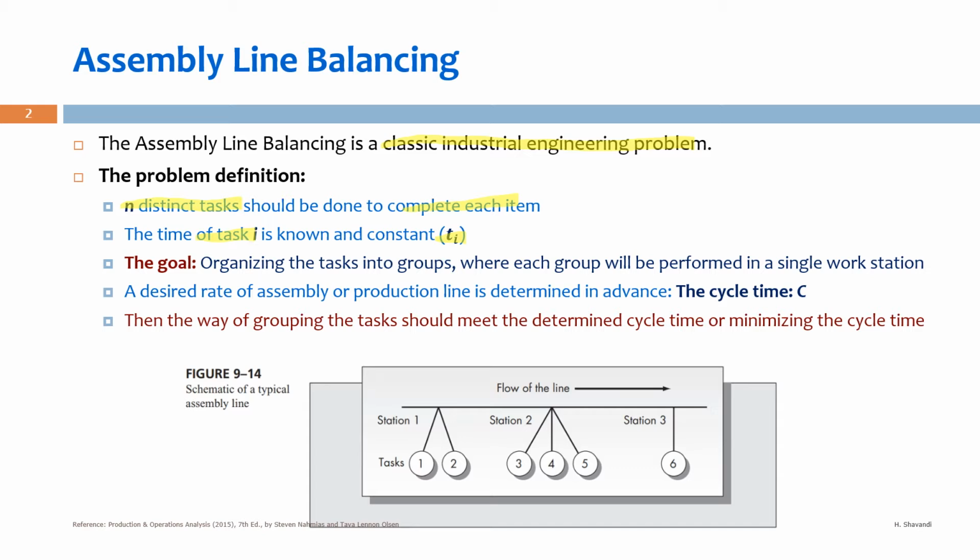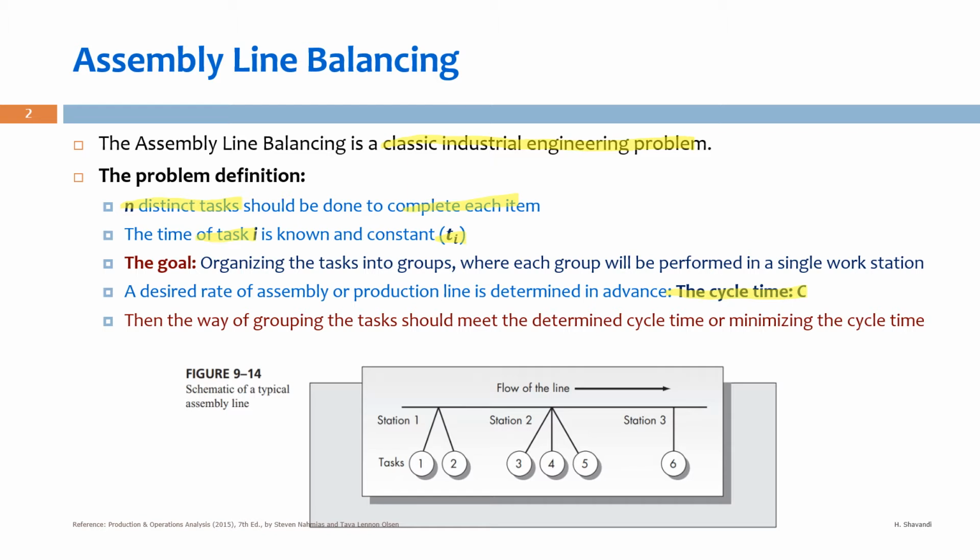So we will have a number of workstations. At first we need to know how many workstations we need to have in order to produce the end product, and how to assign the tasks to each workstation. Because of that, here we are talking about the grouping of the tasks, because each group will be assigned to one workstation. So the criterion here for obtaining the number of workstations and grouping the tasks is having a cycle time.